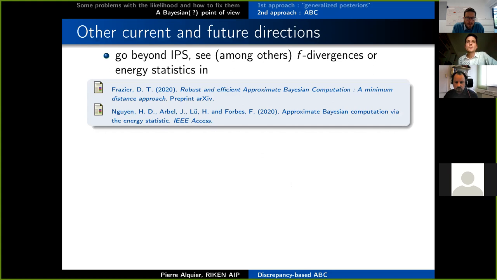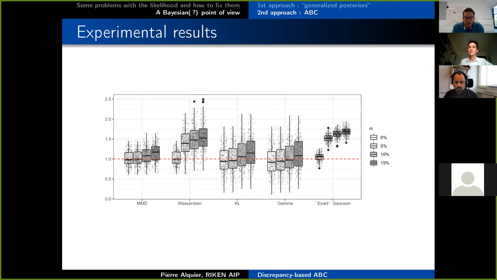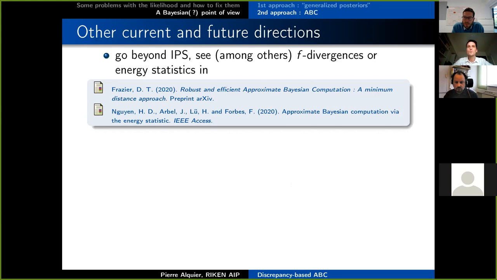Of course, I could not cite all the works that helped to develop these results. I want to cite a few, just 2 or 3, before I end the talk. Other related work, especially this nice paper by David Frazier, where he considered F divergences. And you see that here we have the KL or gamma divergences in our experiments, which also have nice robustness properties in some settings. Or the paper by Nguyen, Jean Arbel, and Forbes on energy statistics, etc. More papers are discussed in the paper that will appear soon on arXiv. And sorry if I don't cite them during the talk.